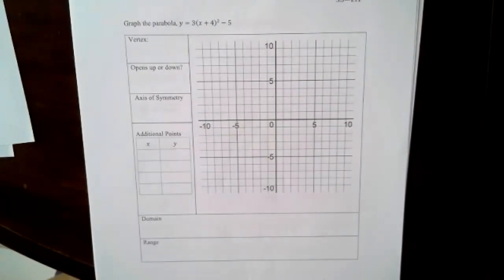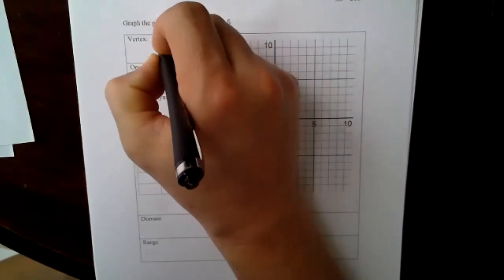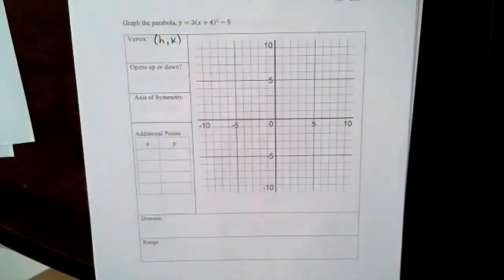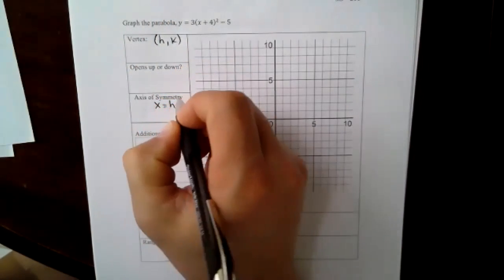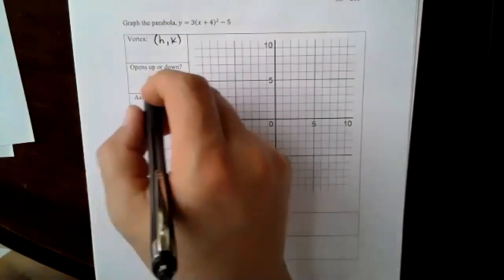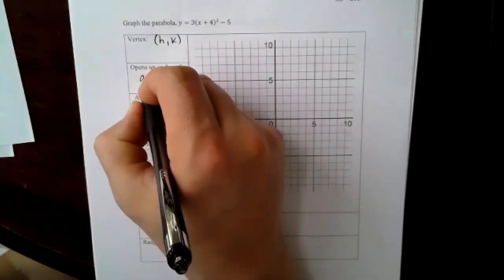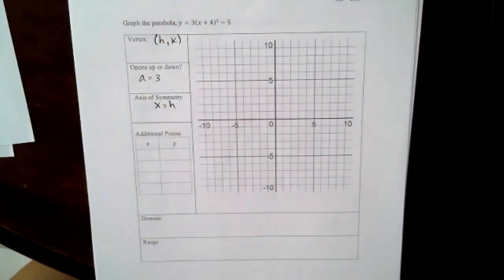Okay. But now that you know enough about the material, you can throw in formulas like that. You know the vertex is h comma k. You know the axis of symmetry is x equals h. You know whether this opens up or down. The a was 3, right? How do we know that a is 3?